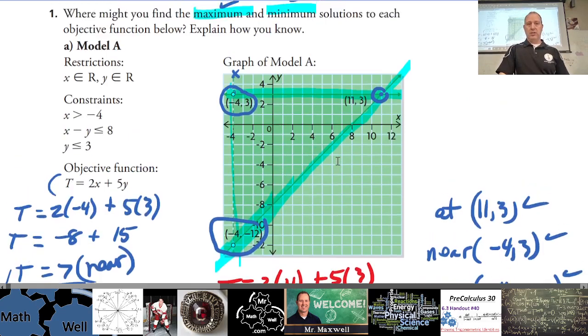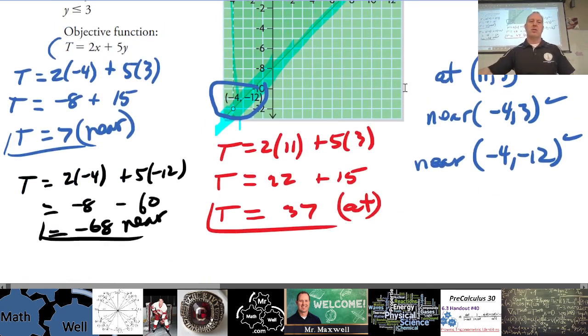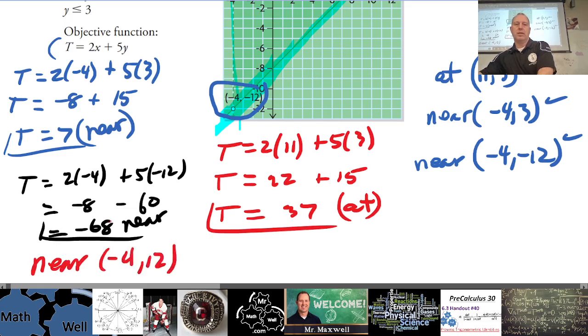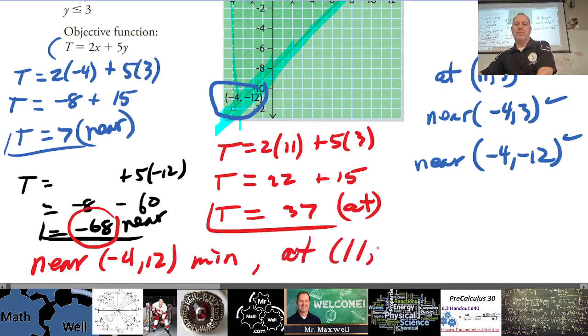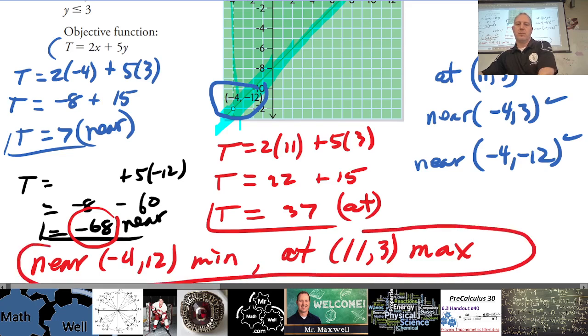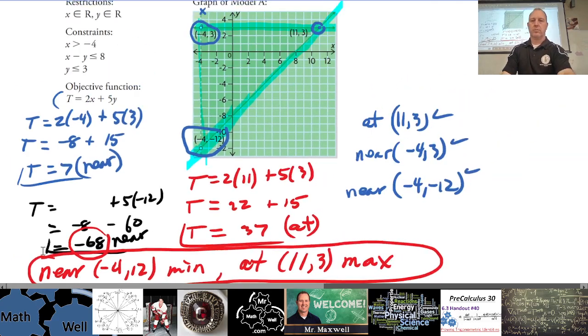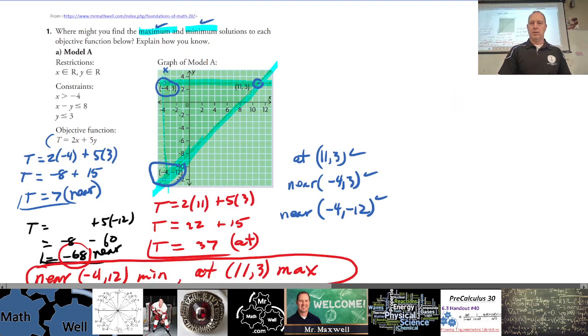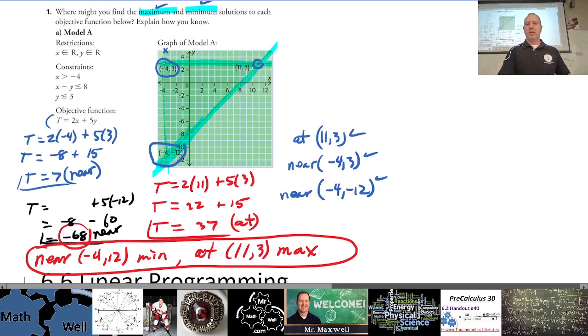So the question says, where might you find the maximum and minimum solutions? So looking at these numbers now, you would say the answer would be near the point (-4, -12), but not including it, because that's the lowest number that we've calculated. And so it is a minimum. And at the point (11, 3) is the maximum. Okay, let's get that all on one screen for you. Okay, take a look at that. Any questions there?